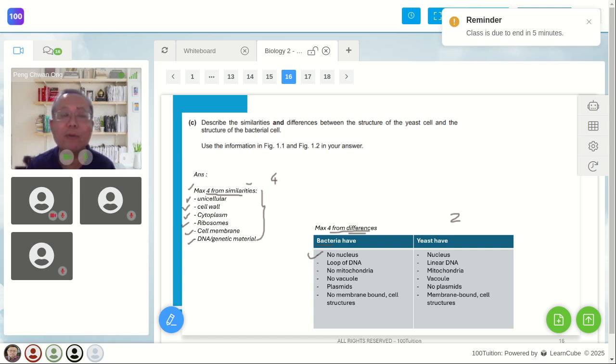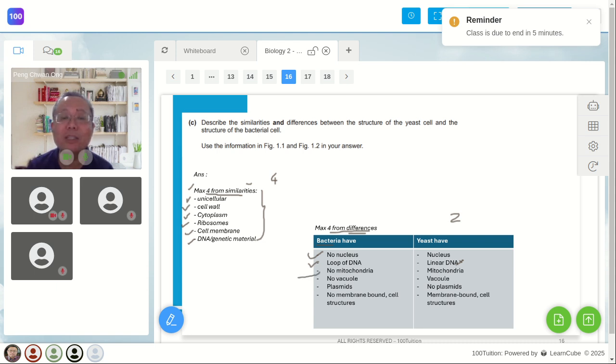So in this question, from the diagram, you'll know the yeast have a nucleus, bacteria doesn't have a nucleus. And something that we need to know in detail about bacteria is that the DNA is a loop or a ring or is circular, whereas the yeast, their DNA is linear. So even if you don't know this, it's fine because you still have so many things that you can just tell from the diagram.